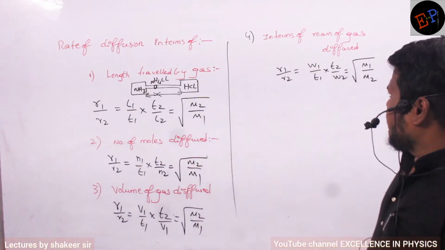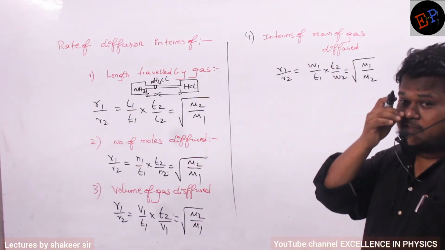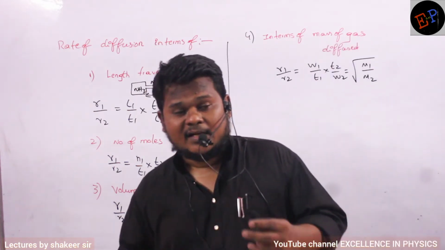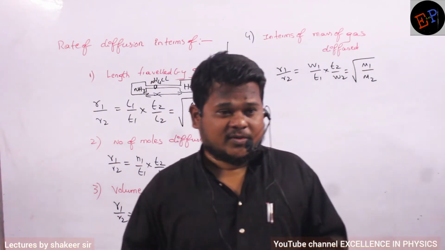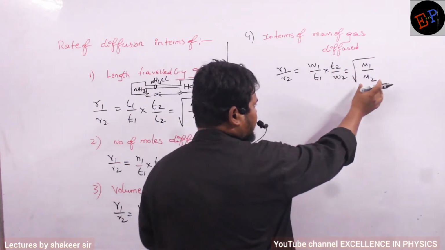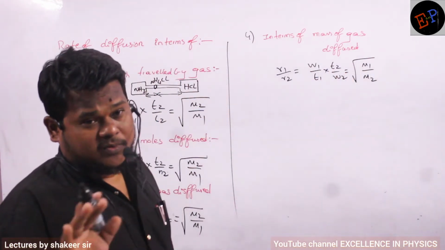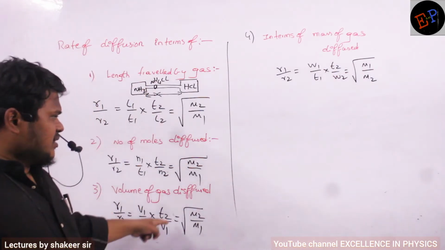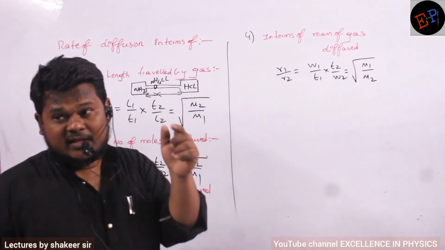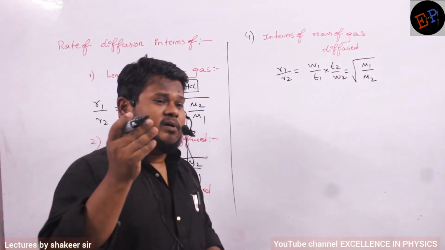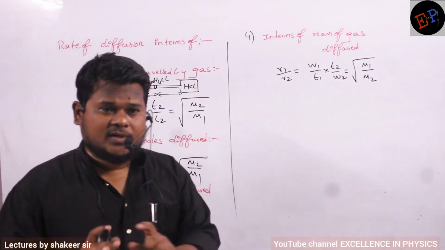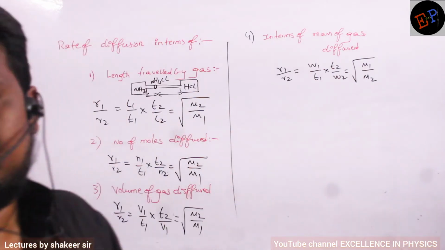Clear? And the last one, in terms of mass of gas diffused. Are you able to understand? How much mass, or you can say how much weight of the gas diffused. Already we discussed in chemistry, mass and weight are both the same. So W1 by T1 multiplied by T2 by W2 is equal to square root of M1 by M2. In all these you will write M2 by M1, but here you will write M1 by M2. W1 and W2 are not initial masses. They are masses which have diffused, which have gone outside the cylinder. That is called W1 and W2. Understood? Already you have written, no?